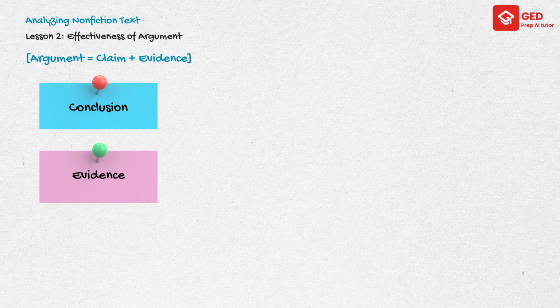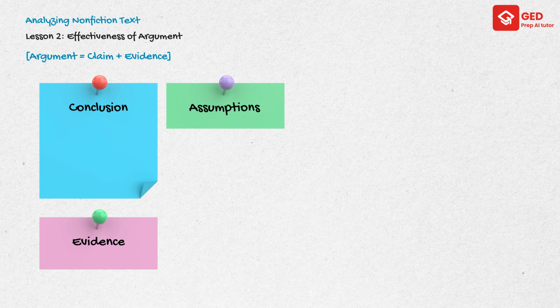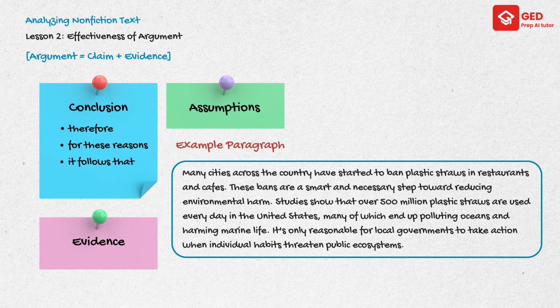Lesson 2. Evaluating the effectiveness of an argument. An argument is not a fight. It is a position supported by evidence. Every effective argument includes a conclusion and evidence that supports it. Words like therefore, for these reasons, or it follows that often signal the conclusion. Let's examine the plastic straw example.